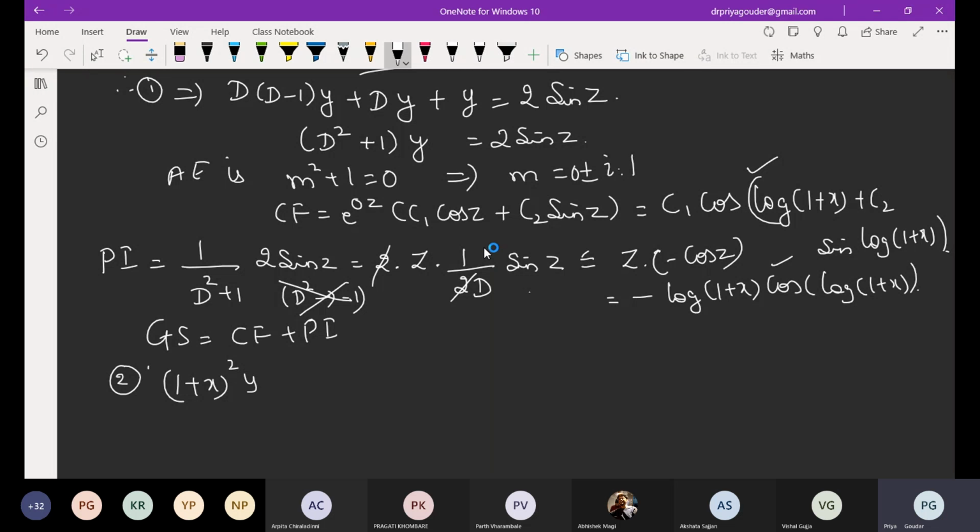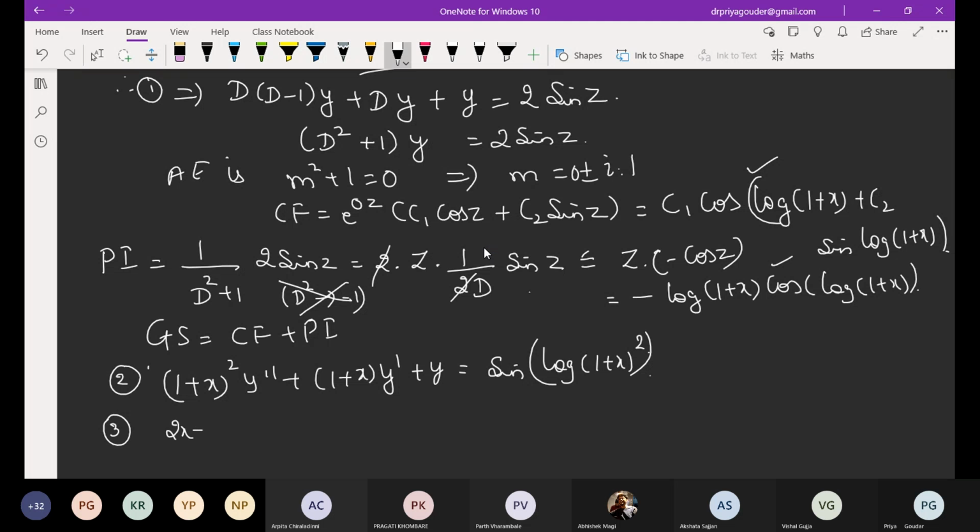Write it. y double dash plus 1 plus x into y dash plus y is equal to sine of log of 1 plus x the whole square. Check this with the previous one. Tell me the change. What is the change? The RHS, ma'am. Sine log, yeah, RHS.